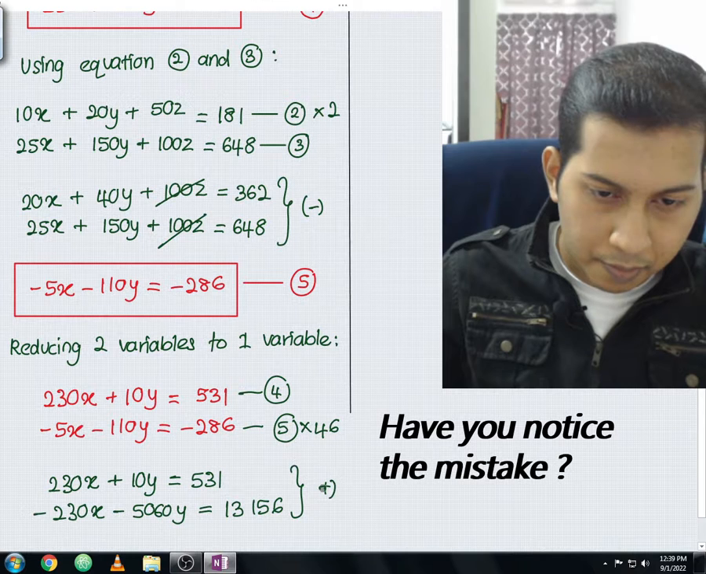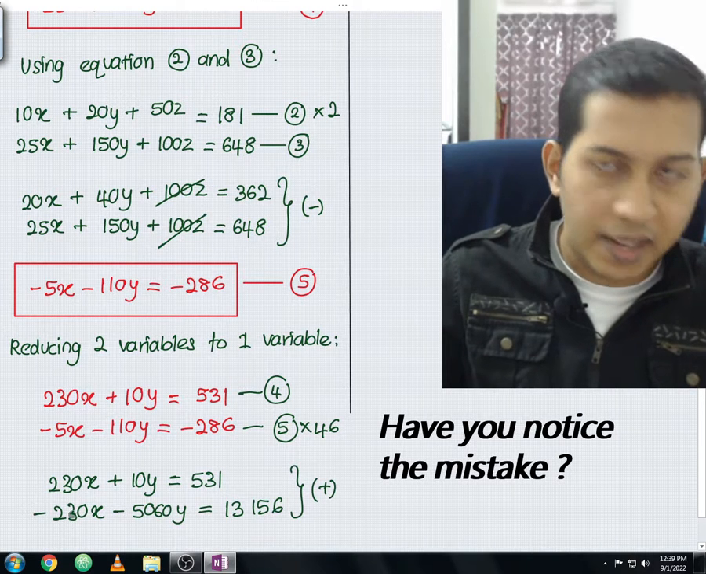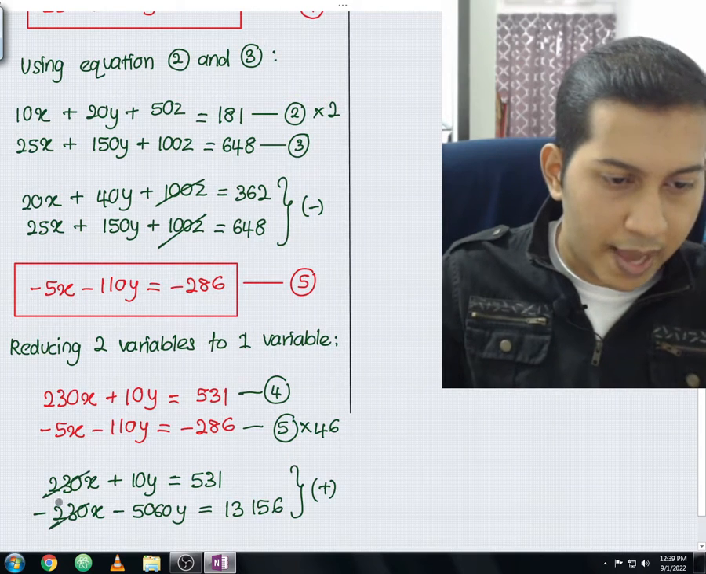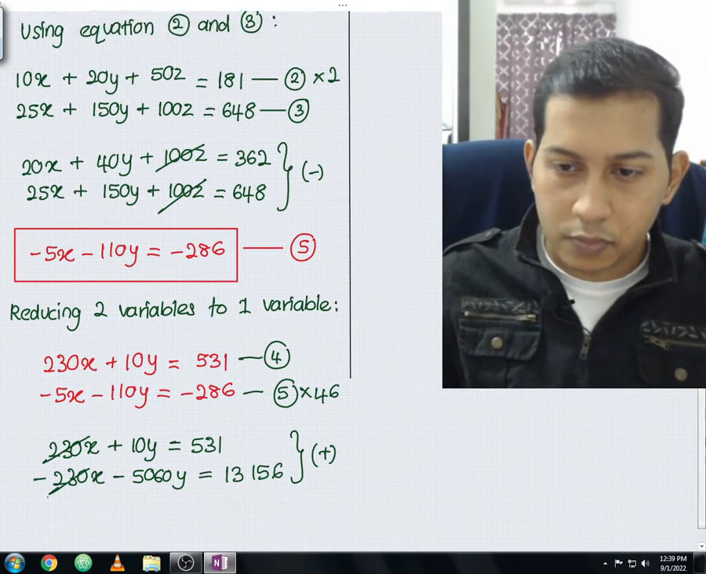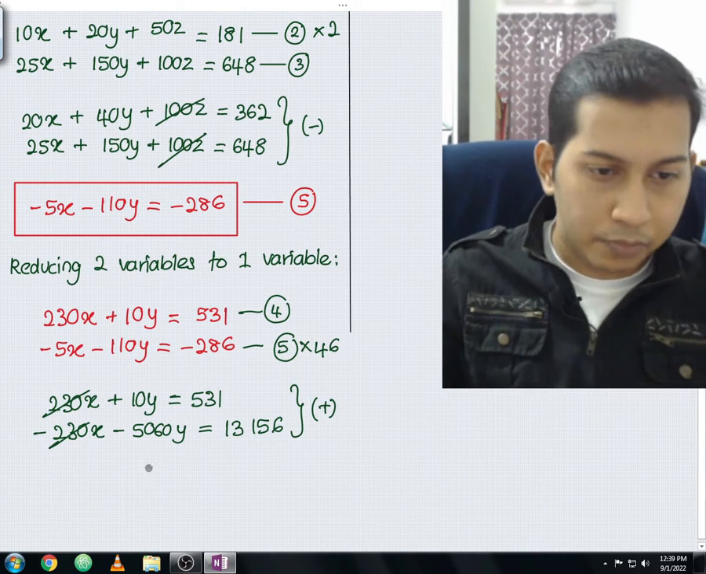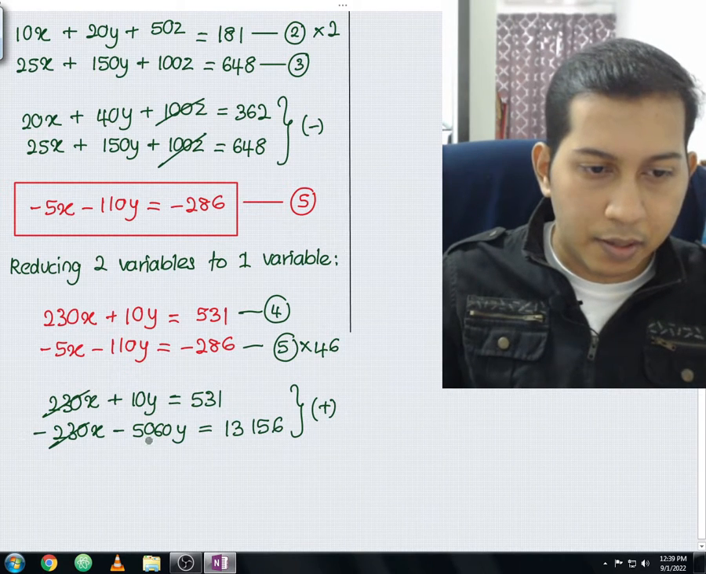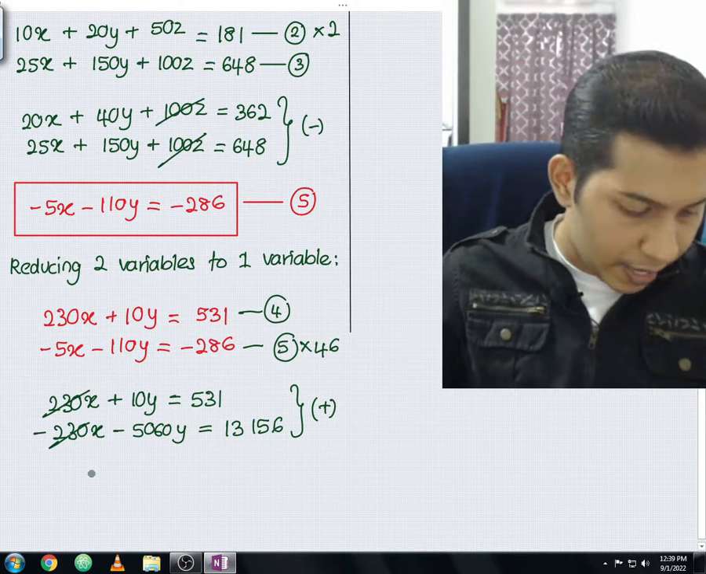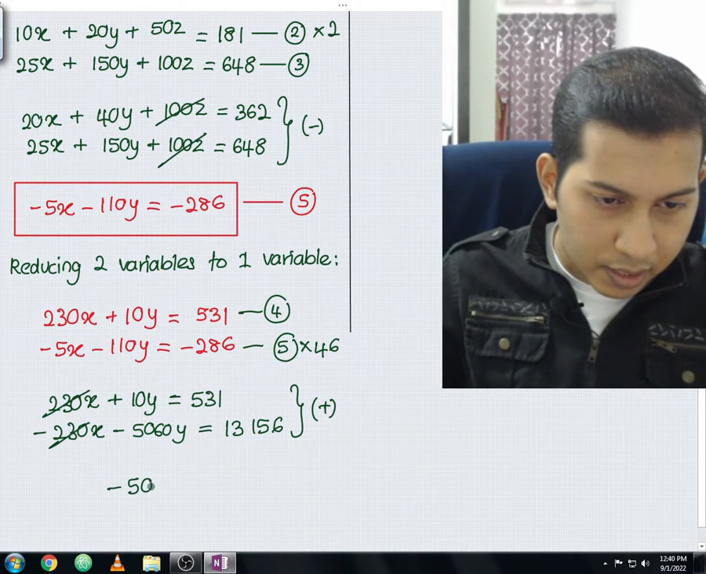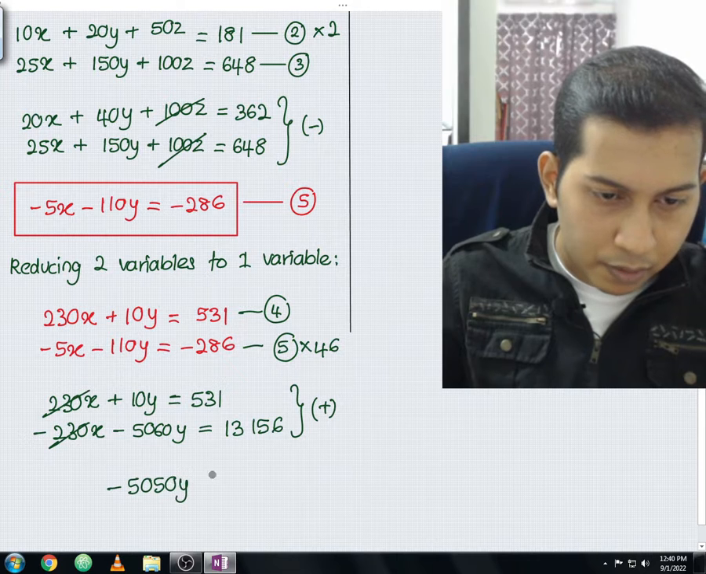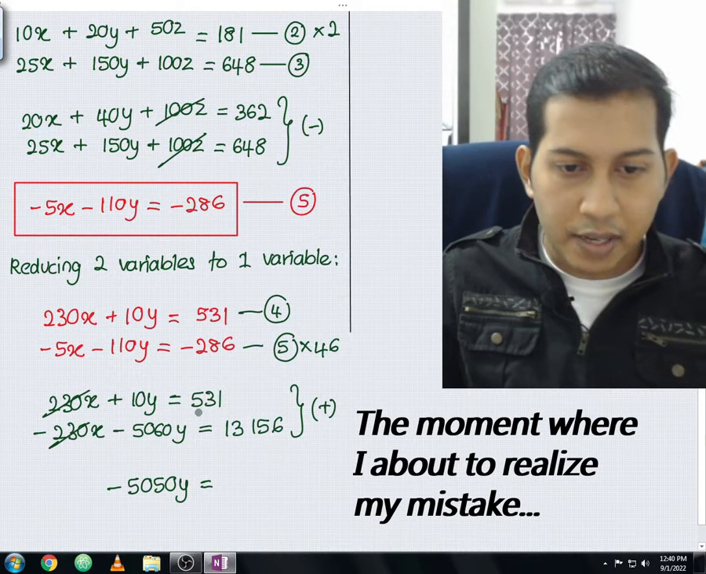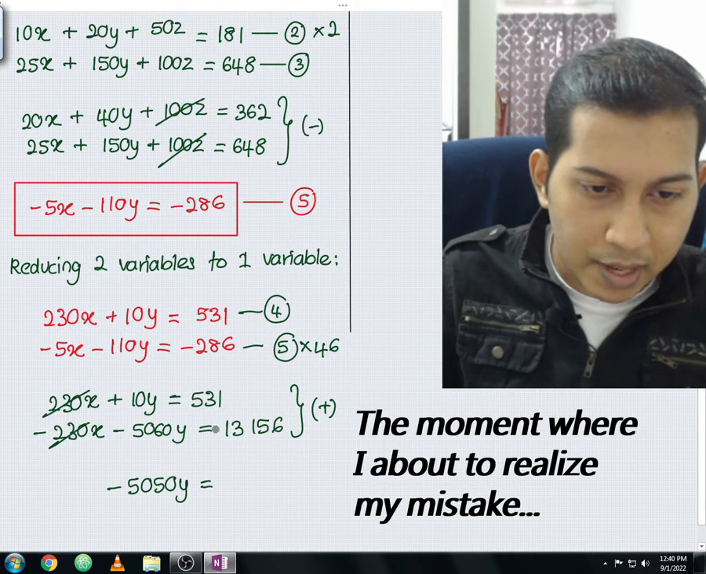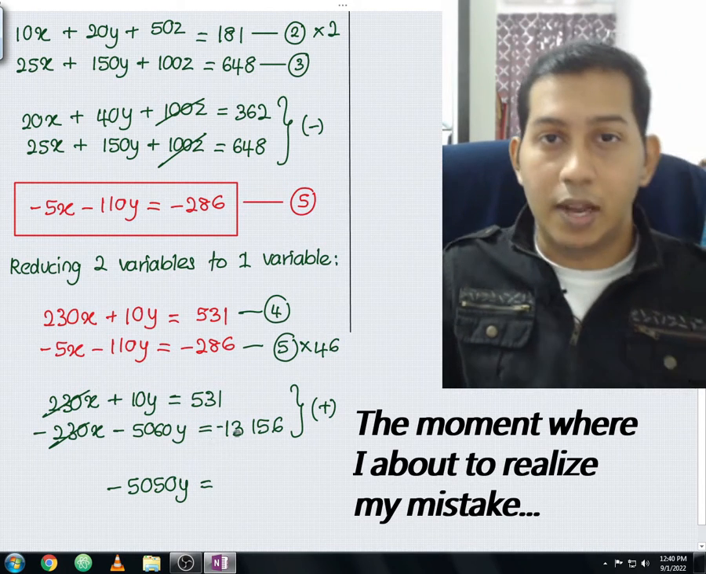In order to eliminate the x variable, you just add them together. Positive and negative, when you add them together, they will cancel off each other. So the x variable gets cancelled off and you're only left with the y variable. So 10y plus negative 5060y gives negative 5050y, equals to 531. Oh, by the way, this one should be negative. Thank God, I just noticed this.